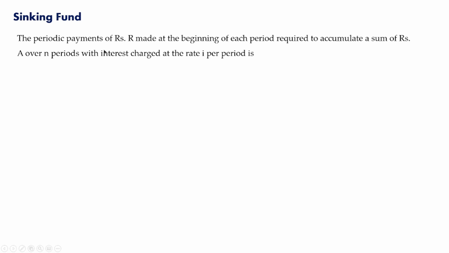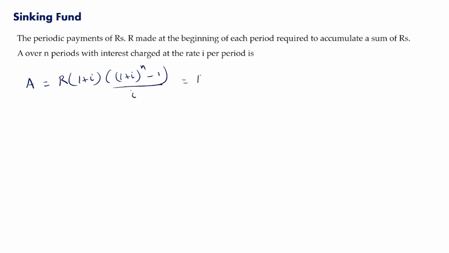The periodic payments of rupees R are made at the beginning of each period, required to accumulate a sum of rupees A over n periods with interest charged at rate i per period. It is given by A = R(1+i)[(1+i)^n − 1]/i.